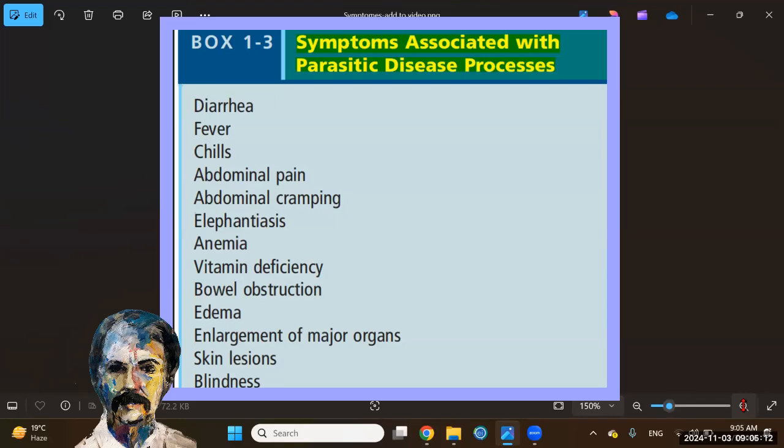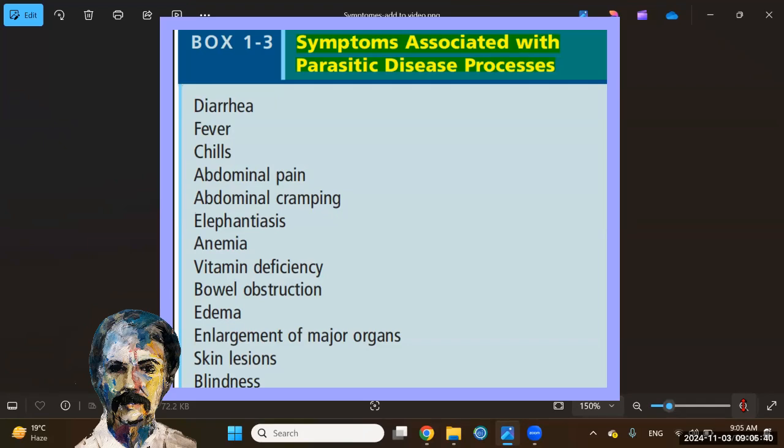So obstruction, when you have a lot of infection and the parasites are too many. Imagine if you have in your intestine 20, 25 parasites that are as big as this pen. They will obstruct and block your intestine. An operation may have to be done to take them out. Edema, when you have a leg and there's lots of swelling.